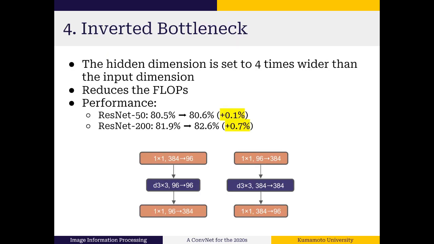In the bottleneck technique in ResNet, the number of channels in the middle layer in a block is reduced, as illustrated in this figure, while in inverted bottleneck, we do the opposite, that is, increasing the number of channels of the middle layer. This reduces the flop but increases the performance of ResNet 50 by 0.1% and ResNet 200 by 0.7%.